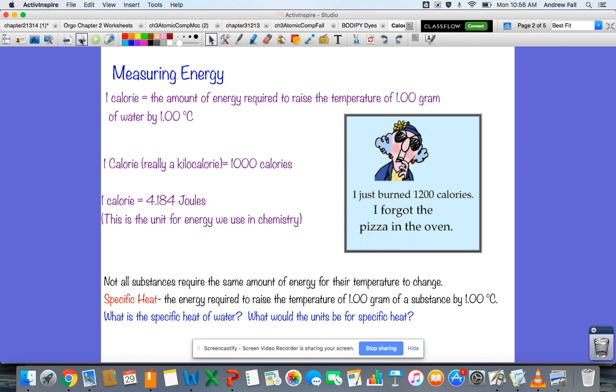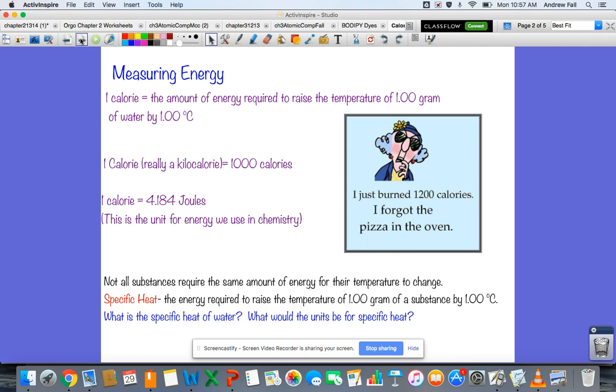Now, when we're measuring calorimetry, what we're doing is measuring the energy transfer, and this is dependent on something called the specific heat. Not all substances require the same amount of energy for their temperature to change. Specific heat is different for aluminum than it is for water, and that's why we observed a difference in the amount of temperature change from experiment 1 to experiment 2. Specific heat is the energy required to raise the temperature of 1 gram of a substance by 1 degree Celsius, and again, all materials have different specific heats.